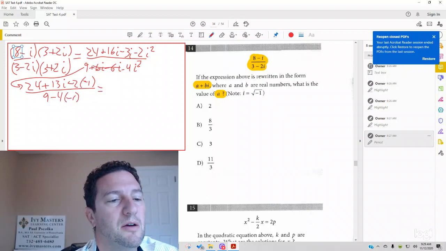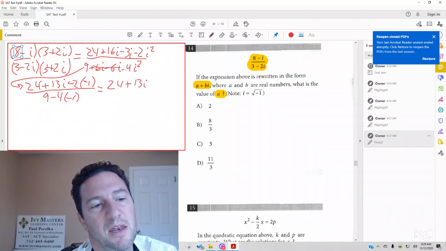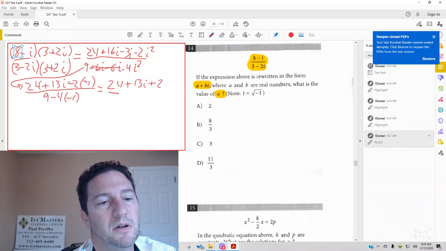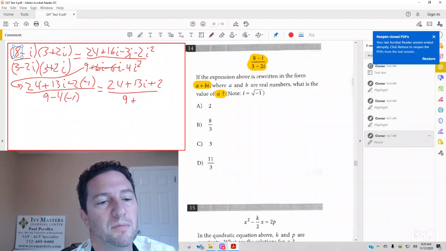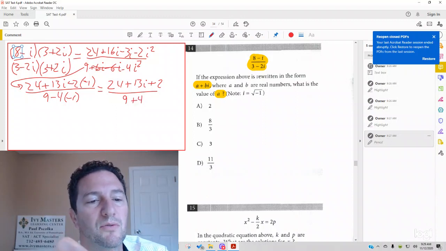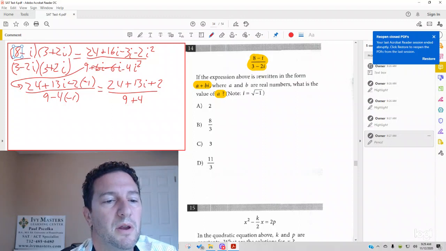What do we get up top? We get 24 plus 13i, and negative 2 times negative 1 is a positive 2, so it winds up being plus 2 over 9. Negative 4 times negative 1 is a positive 4, so it winds up being 9 plus 4. From here, what I could do is combine these like terms. I wind up with 26 plus 13i up top, and that's going to be over 13.